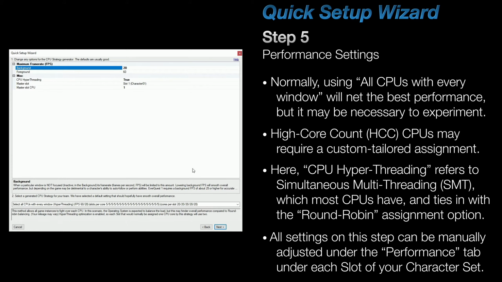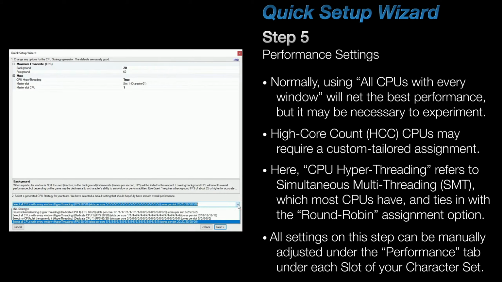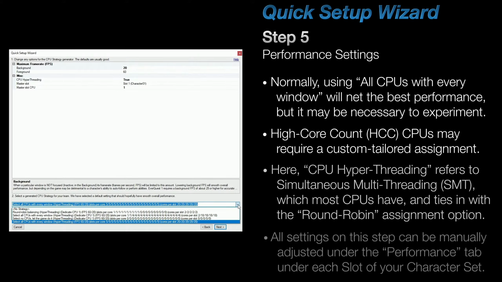In addition to that, for the best performance, I do recommend setting the CPU strategy to select all CPUs with every window, although you may find that another option performs better for you on your computer. Nothing you choose here is set in stone, and you have the ability to change this at any time using the CPU strategy wizard, so don't worry if you get it wrong.